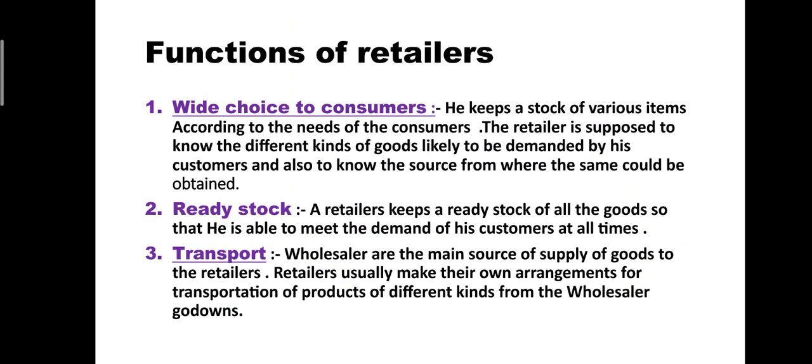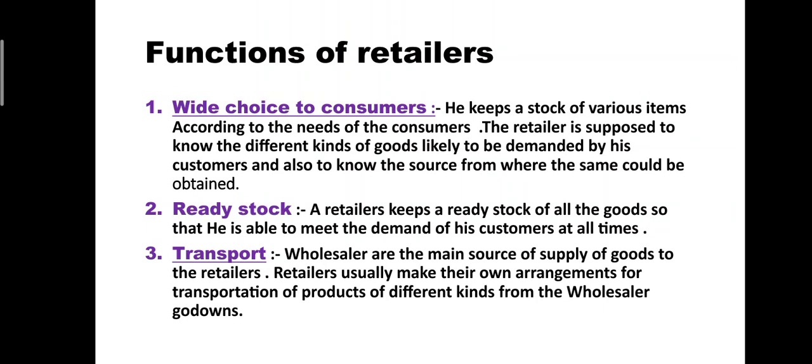First function of retailers, wide choice for consumers. He keeps a stock of various items according to the needs of the consumers. The retailer is supposed to know the different kinds of goods likely to be demanded by his customers and also to know the source from where the same could be obtained. Second, ready stock. A retailer keeps a ready stock of all the goods so that he is able to meet the demand of his customers at all times. These are the second function, ready stock.